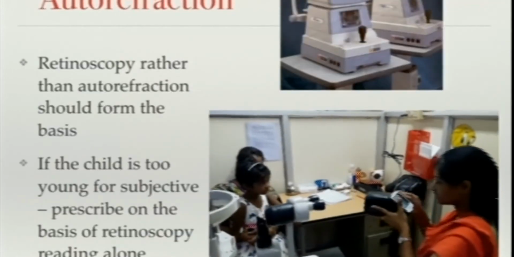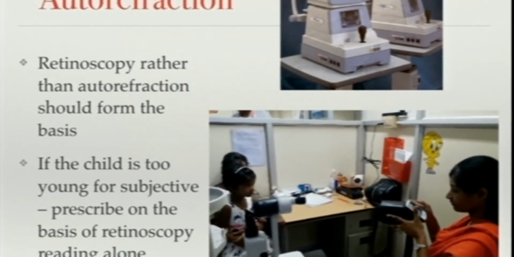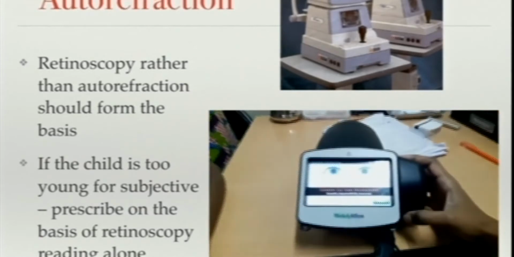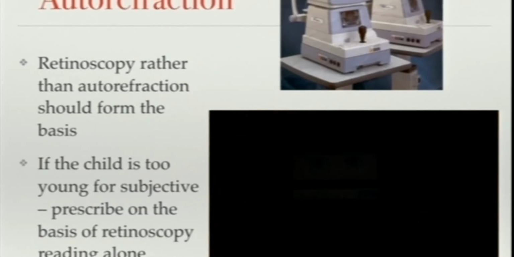Coming to autorefraction. Autorefraction is basically used as a screening tool in children. We never prescribe based on the autorefraction. Autorefraction can be like this, or you can use a portable autorefractor. We usually use this for school screening purposes, just for screening, and we can never prescribe based on this because it gives a lot of false myopic readings and pseudomyopia even after cycloplegia.